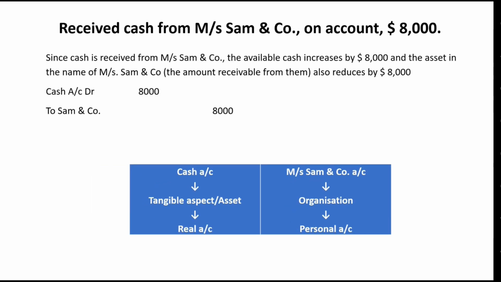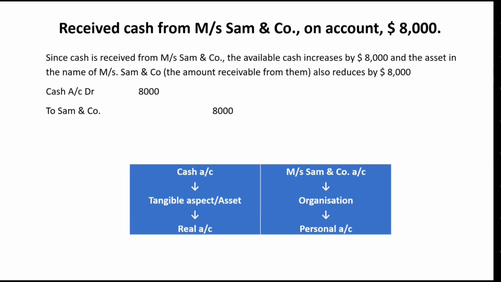Received cash from Messrs. Sam and Company on account, right? $8,000. So in this case, we have received $8,000 from Messrs. Sam and Company. So cash is received by our company. Cash has come in the business. So cash account debit. On the other side, to Sam and Company, because from Sam we need to get money, right? So after maybe a couple of months we have received money.